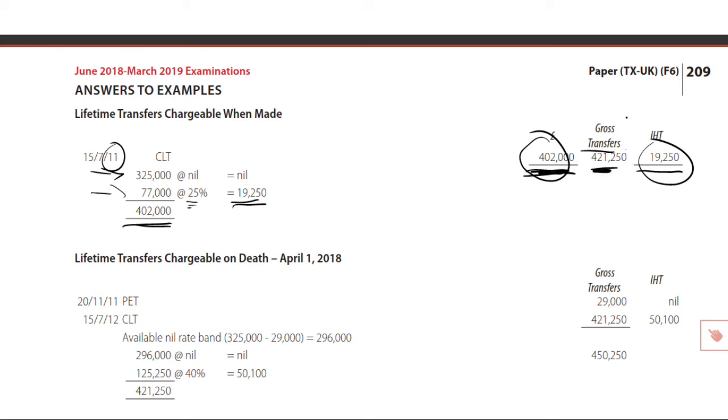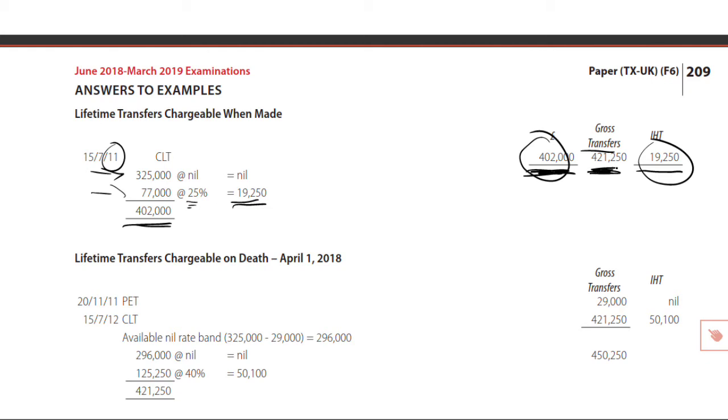421,250. Now, if we'd gone on within the next 7 years to have made another CLT, then of course we would have had to have taxed that one by reference to the 421,250 already on the computation, which of course would have used up any such nil rate band. Now here there were no further CLTs, so that's it.